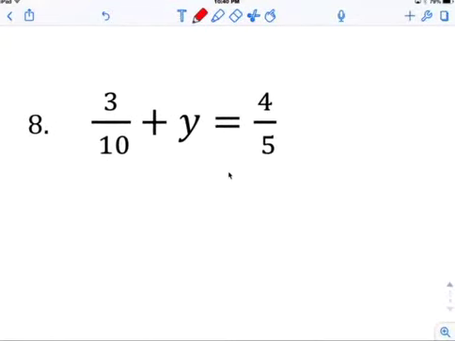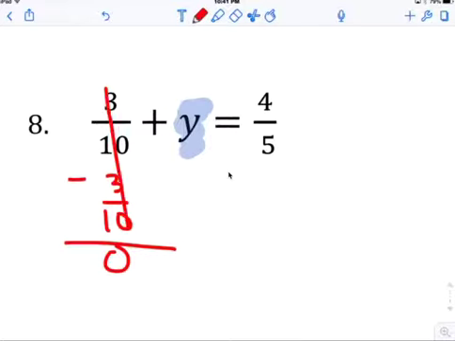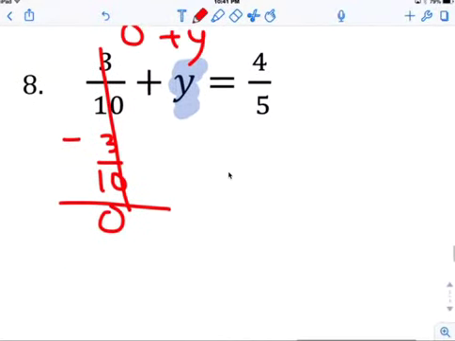We're solving for y, so isolate the variable y. Leave that alone. That's the variable side. You need to make 3 over 10 equal to 0, so you have to minus 3 over 10. 3 over 10 minus 3 over 10 is 0 over 10, or just 0, because 0 divided by 10 is 0. And 0 plus y here is y, okay? That's how they get y. 0 plus anything is itself.